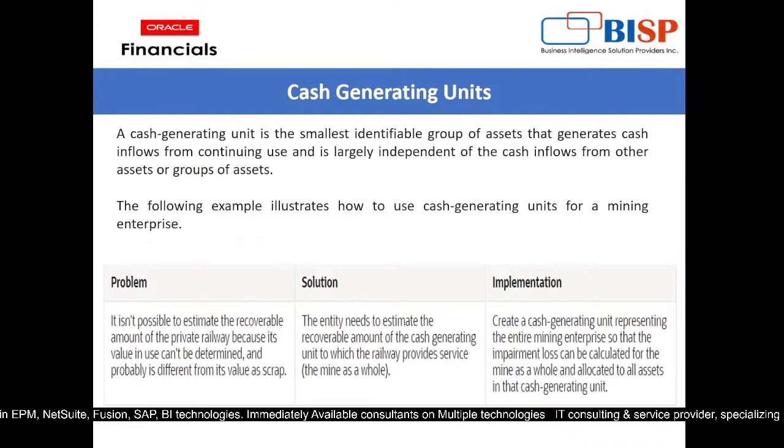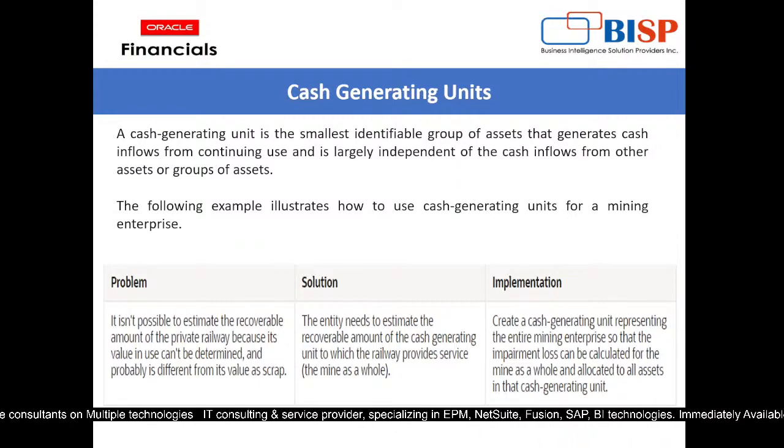Now this private railway can be sold only for the scrap value. And now it does not generate any cash inflows from its continual use. So what the problem is, it isn't possible to estimate the recoverable amount for that private railway, because its value in use cannot be determined, and probably is different from its value as scrap. The solution can be, the entity needs to estimate the recoverable amount of that cash generating unit to which the railway provides services, say the mine as a whole.